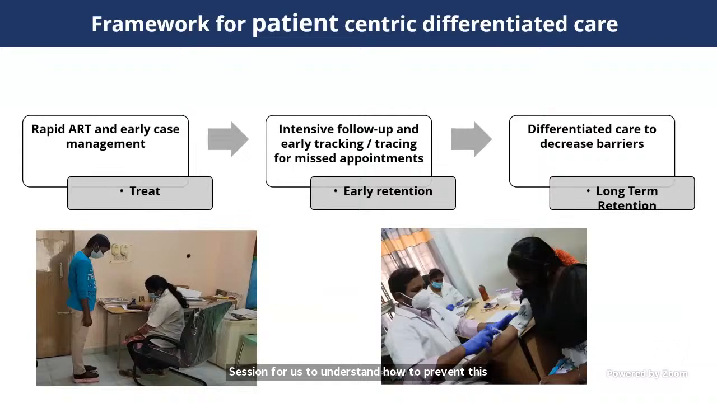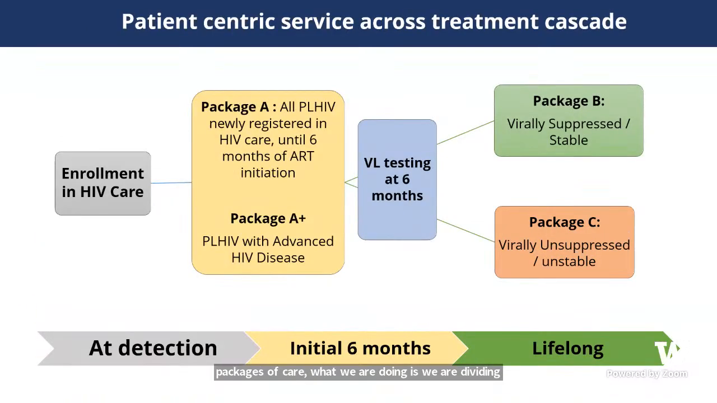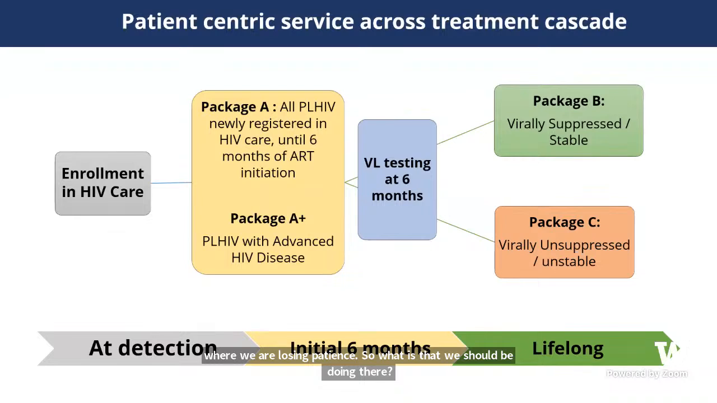So if you have seen this framework of patient-centric packages of care, what we are doing is we are dividing the entire care into 3 different buckets. That is, the initial 6 months is the very critical period where we are losing patients. So what should we be doing there? And after 6 months, what is the type of care that we should be doing?